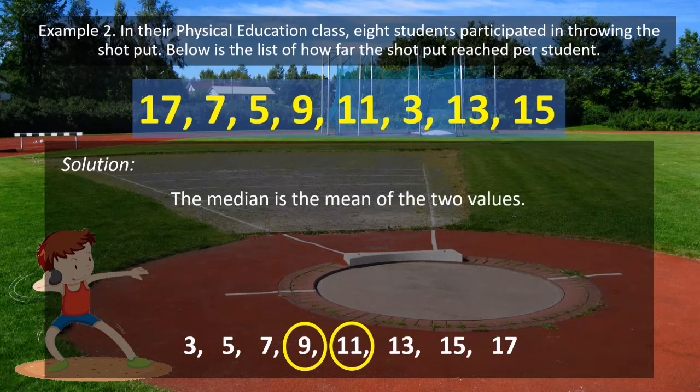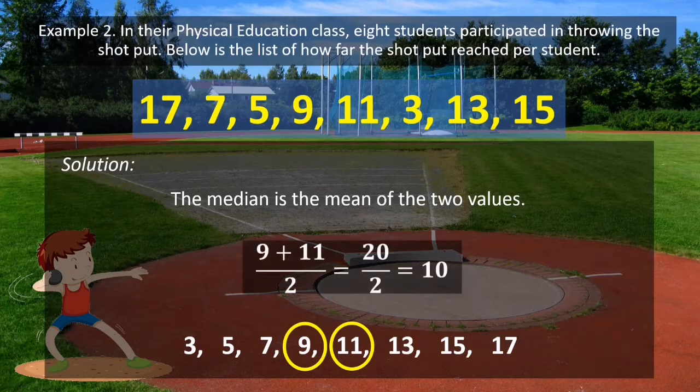The median is the mean of the 2 values 9 and 11. To find the median, we add 9 and 11 and then divide the answer by 2. 9 plus 11 is equal to 20. Divided by 2, the answer is 10. Therefore, the median is 10 meters.